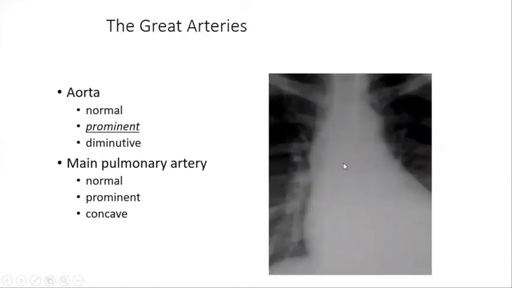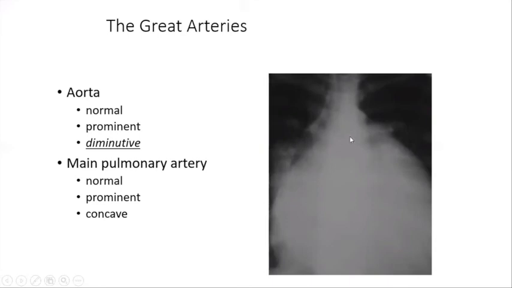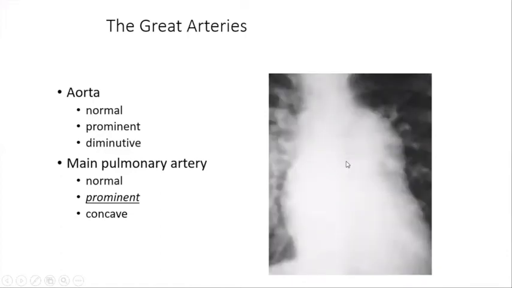Now the aorta. The prominent aorta: see how the aortic arch and aortic knuckle are prominent. This is much more prominent in comparison to the previous slide. Now diminutive: we barely see the aorta and the aortic knuckle. This is a diminutive aorta.